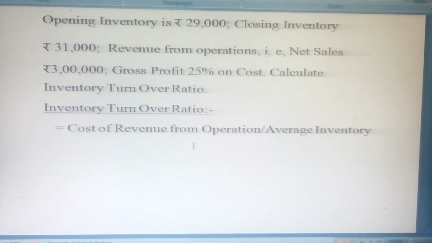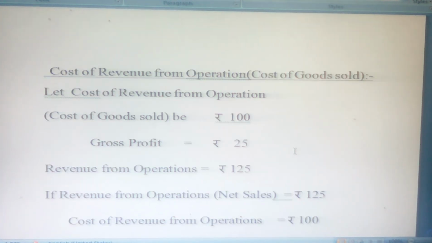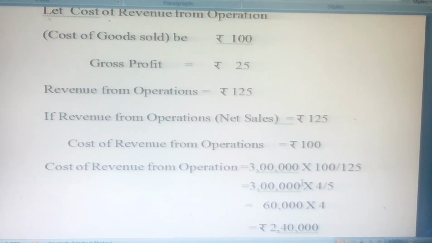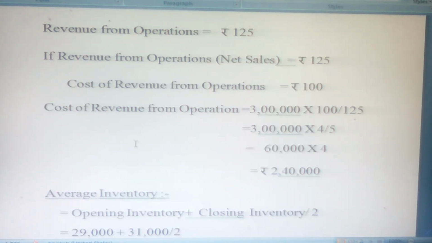Again, for inventory turnover ratio, our first duty is to mention cost of revenue from operations divided by average inventory. Here cost of revenue from operations, cost of goods sold, we don't know, so just consider it 100. Then gross profit they gave 25. So naturally our revenue from operations, our sales, is 125. If revenue from operations is 125, naturally cost of revenue from operations is 100.